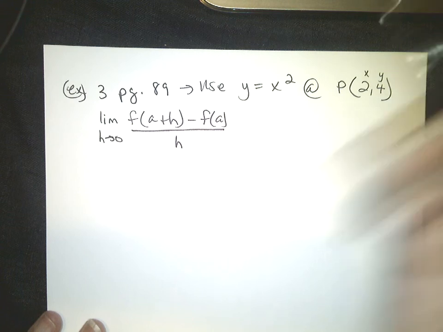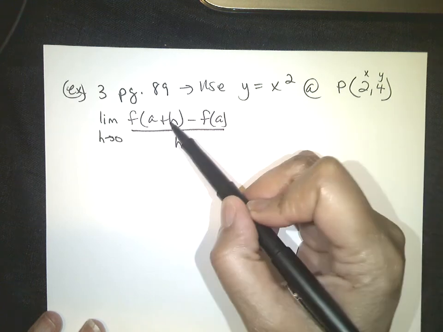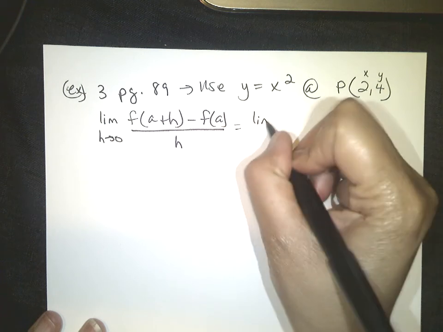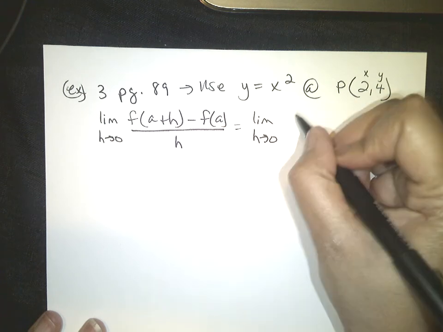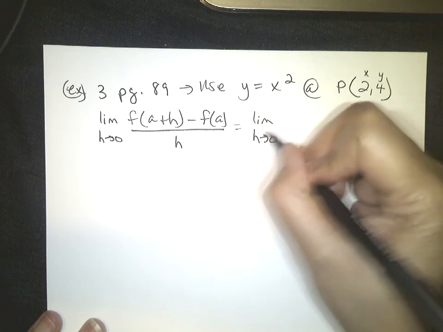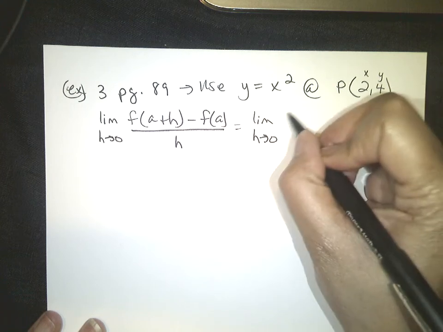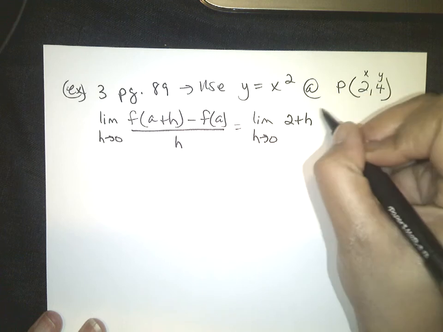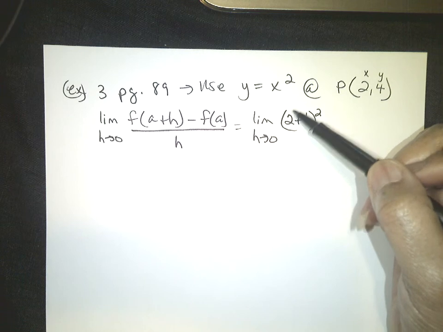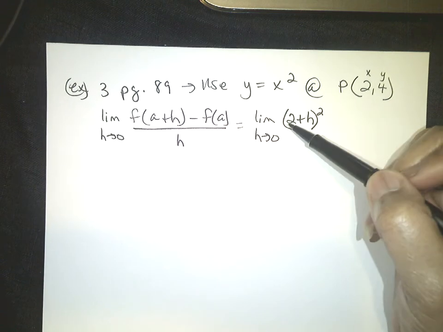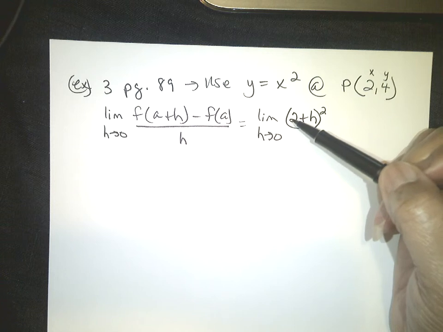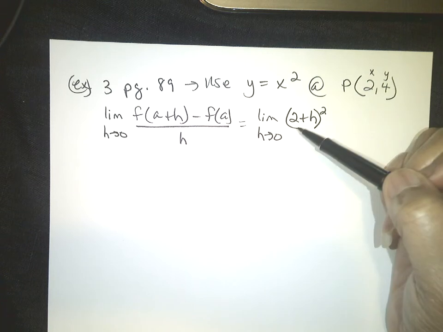So instead of putting a plus h squared here, I'm actually going to put the limit as h approaches 0 of 2 plus h squared. See, if I didn't know what x was and it said x equals a, I would have put a plus h squared. But now I know what a is. A is x. You plug that in.